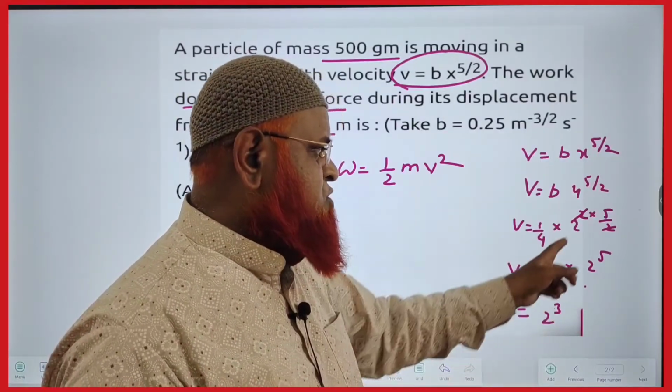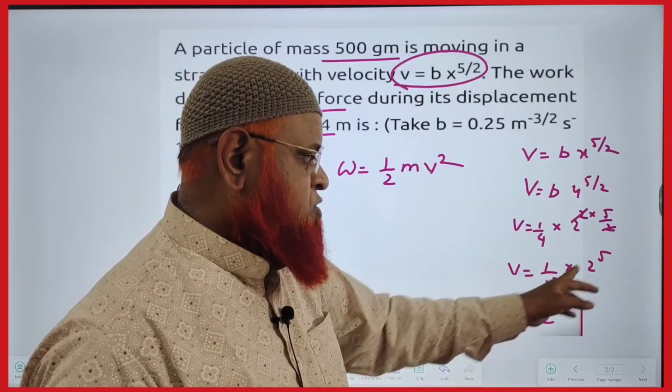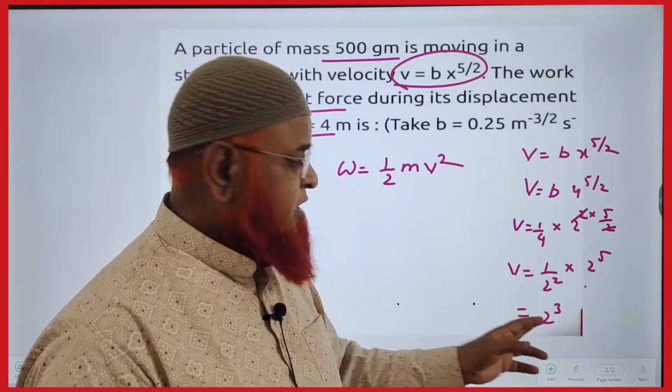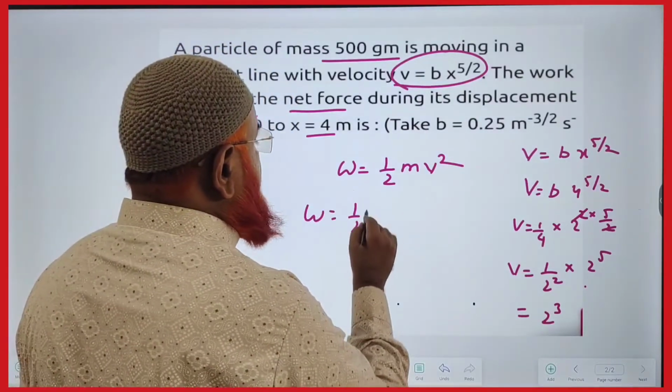So this is 1 by 2 square, then 4 means 2 square, 2 gets cancelled, 2 power 5. So 2 square, 2 power 5 gets simplified, becoming 2 cube here. That's it. So W is equal to half.